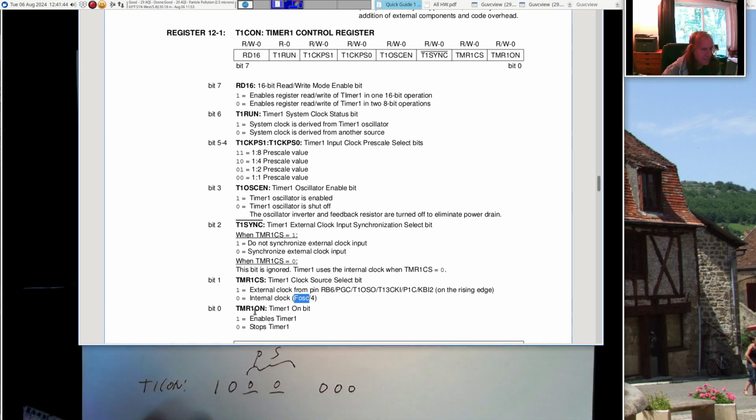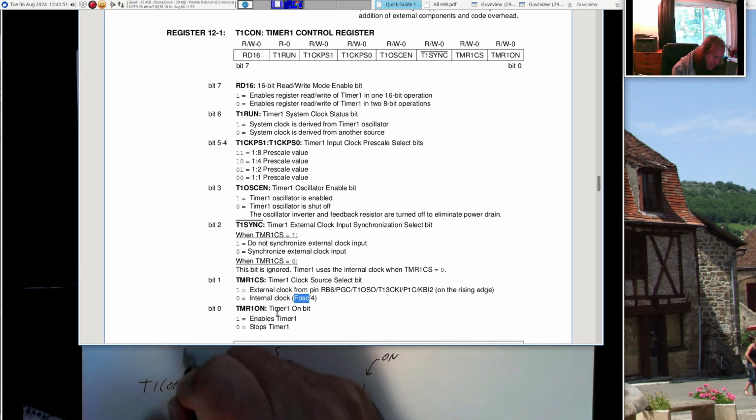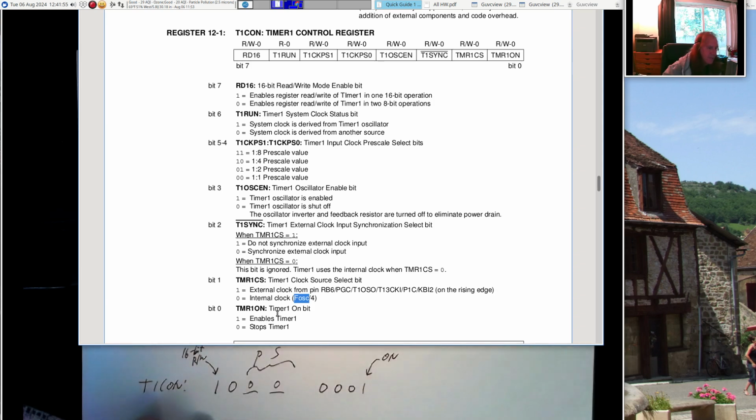And then to turn the timer on, we make this least significant bit a 1. So that says turn on. This says 16-bit reading and writing.